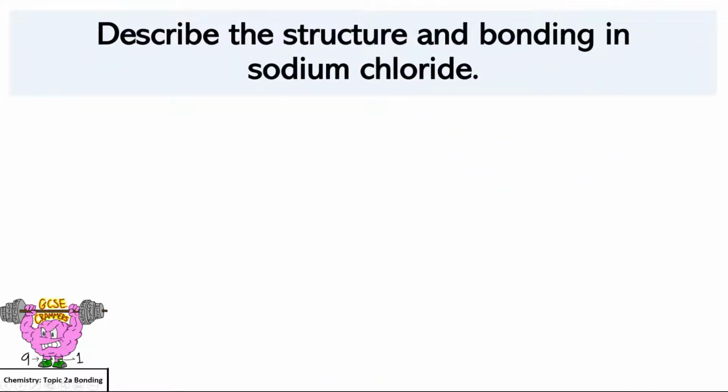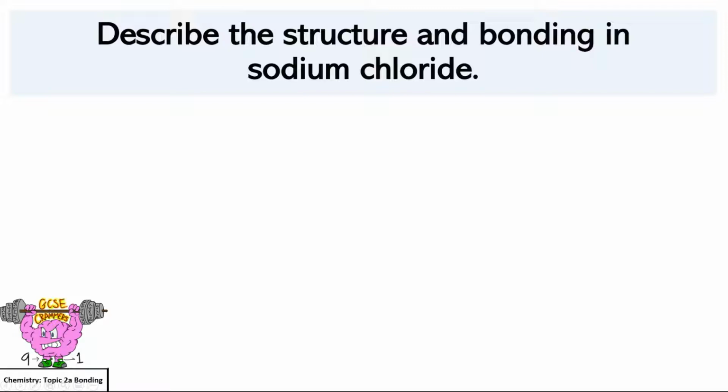Describe the structure and bonding in sodium chloride. Find both these elements on the periodic table. Sodium is a group 1 alkali metal, and chlorine is a group 7 halogen nonmetal. Therefore, they are a metal and a nonmetal, which means it will be ionic bonding.